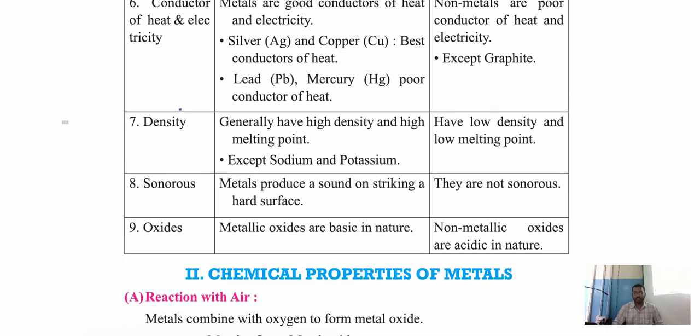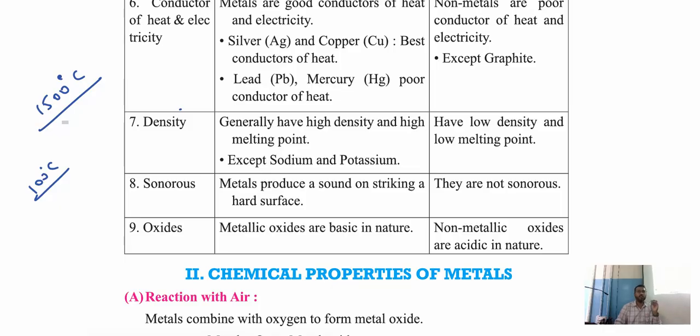Now density. Generally, metals have high density and high melting point. If you want to melt them, they won't melt so easily. For example, take iron. To melt iron you need around 1500 degrees Celsius. How much? 1500 degrees Celsius. In that scenario it is going to melt. In our daily life we have seen only 100 degrees Celsius, the boiling point of water.